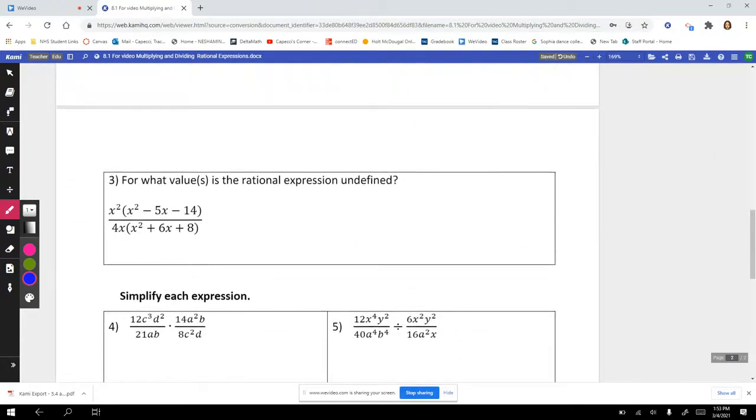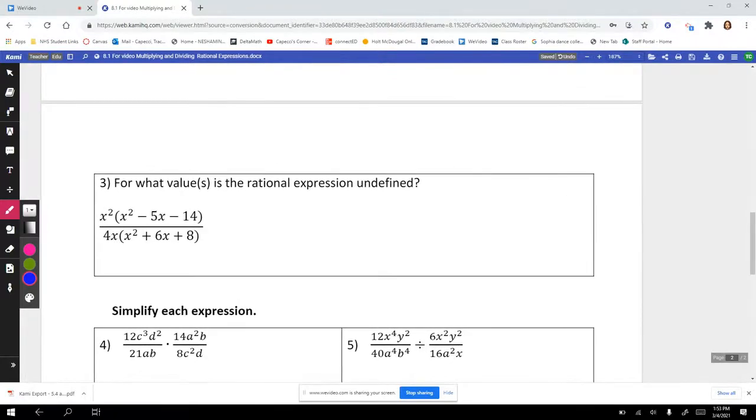All right, moving on to number 3, it says, for what values is the rational expression undefined? So remember, something is undefined when I have a number on my numerator and a 0 on my denominator. That is undefined. So what this question is asking is I need to look at my denominator to figure out what values are going to make that 0 on the bottom.